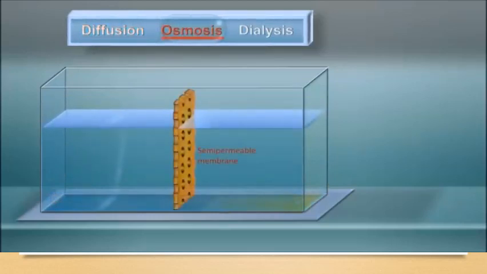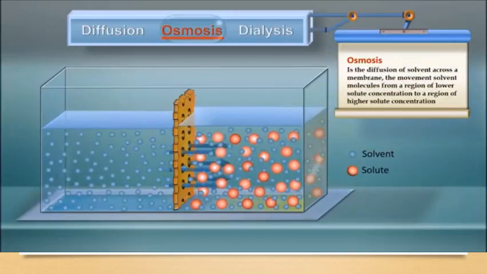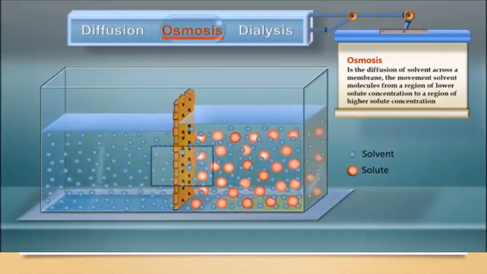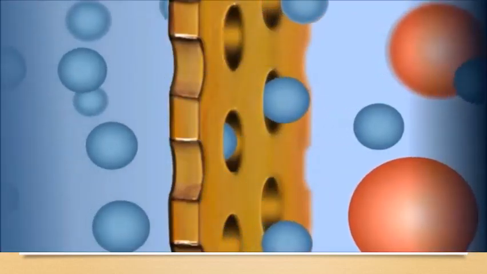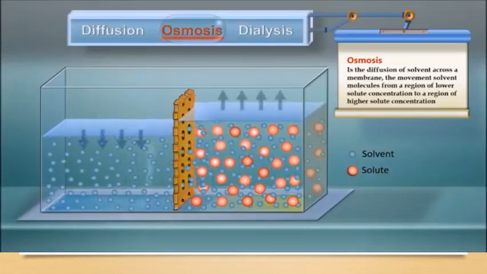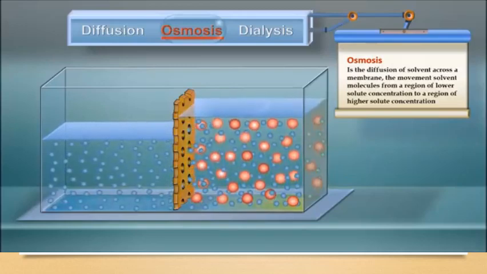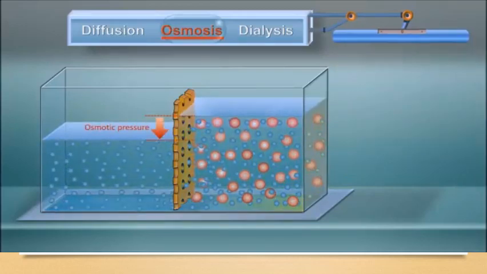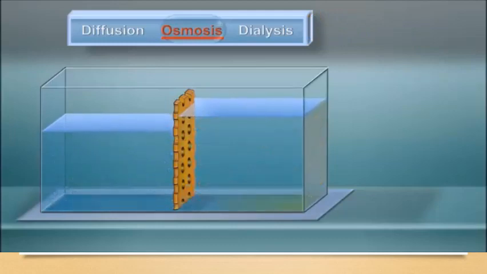Next one is osmosis. In osmosis, a semi-permeable membrane is required. Osmosis is the diffusion of solvent across a membrane, meaning movement of solvent molecules, only solvent molecules. Remember, from a region of lower solute concentration to a region of higher solute concentration.